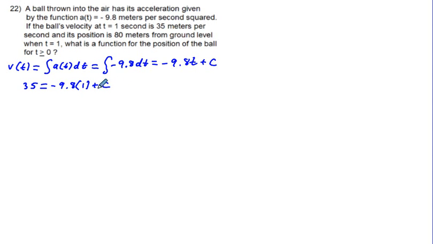So if we add 9.8 to this, we get c is equal to 44.8. And so now substituting back in, our particular solution is v of t is equal to negative 9.8 t plus 44.8. And that's going to be meters per second.